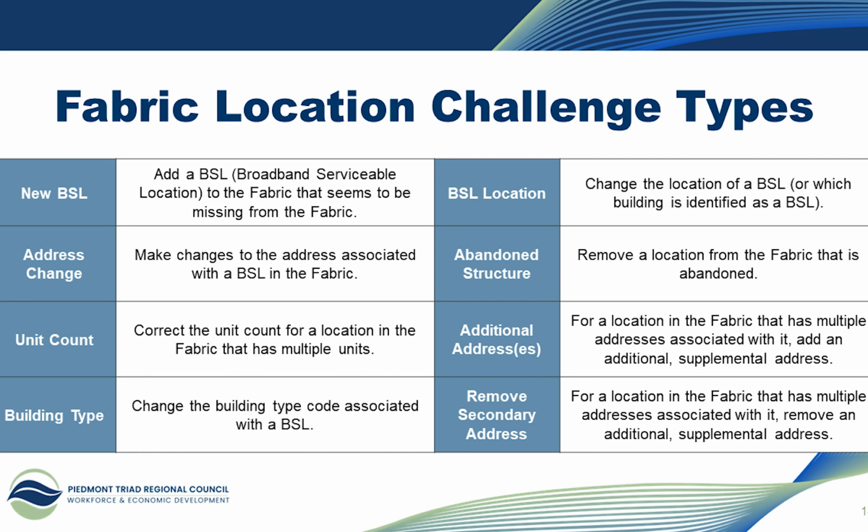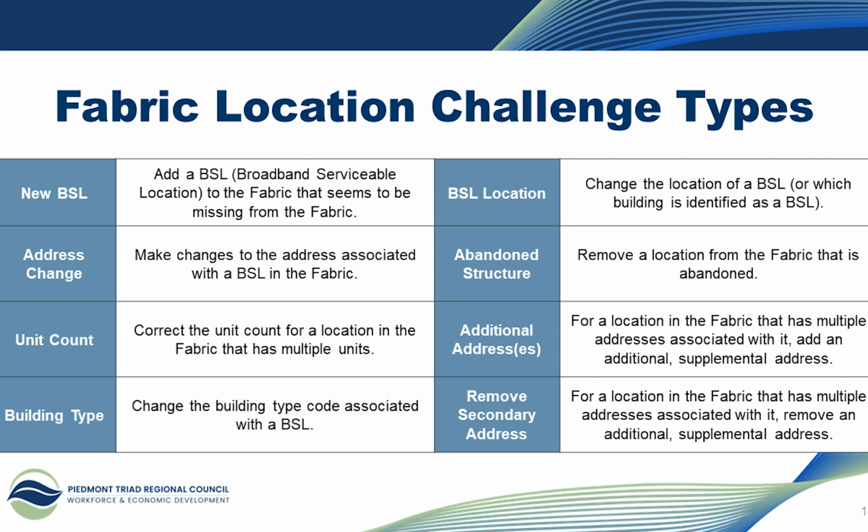An address change makes changes to the address associated with that point on the map or that broadband service location. The unit count: if you live in a duplex or a single family home and the attributes within the dot on the map or the point say you have 3 units, you would like to change that, you can challenge that. The building type: if you live in a residential, but currently the status says commercial, then it will need to be challenged. BSL location: the location itself of the point on the map may not be on the footprint of your house.